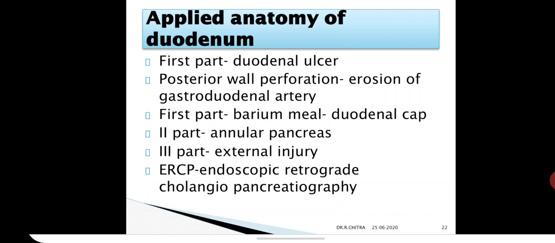Second part may be compressed by the annular pancreas, which is the developmental abnormality. So the two pancreatic buds, they don't meet and fuse. Instead, it encircles the second part. It will be called as annular pancreas. So it may compress the second part. Third part of the duodenum is most prone for external injury. In the four parts of the duodenum, this is the part which is prone for external injury.